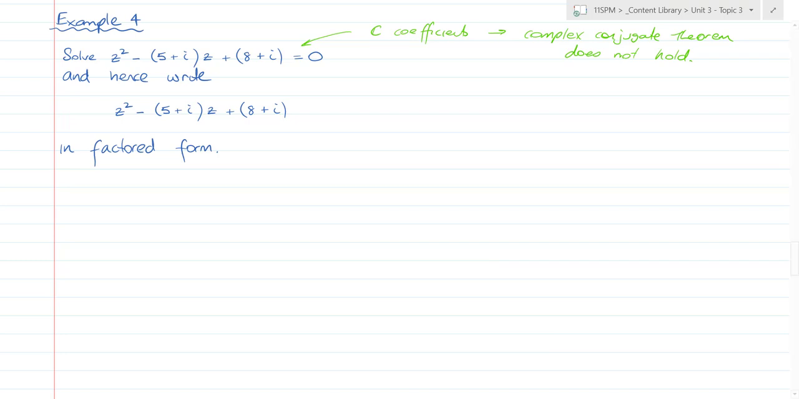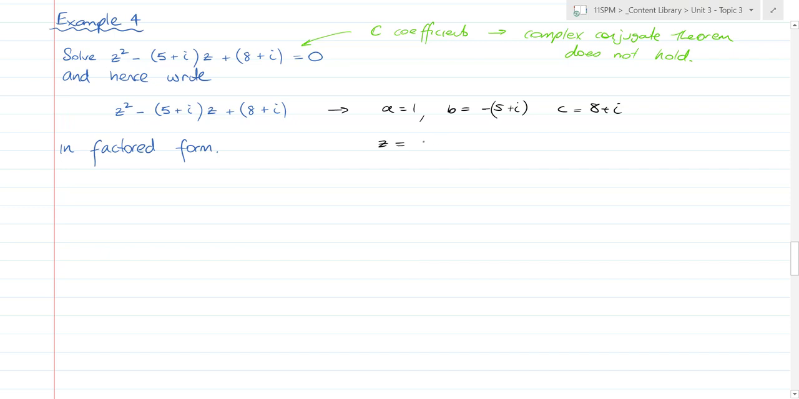So the best way, again, our fallback, because quite frankly I don't want to try and factorize this, is to use either completing the square or the quadratic formula. I'm going to go to the quadratic formula and see how we go. In the quadratic formula, I get a equals 1, b equals negative (5 plus i), and c equals 8 plus i. And so I'm going to go through and solve this now using that information.